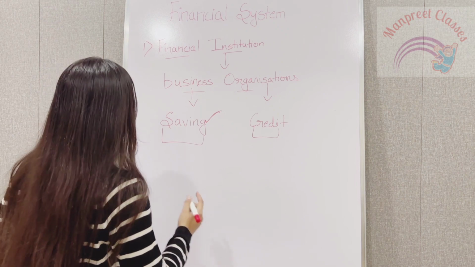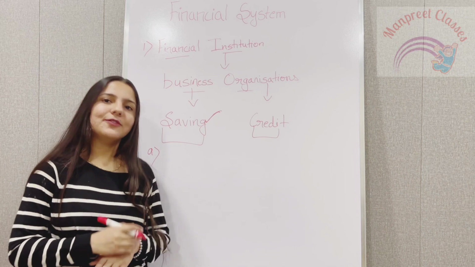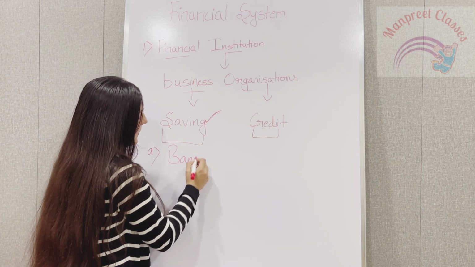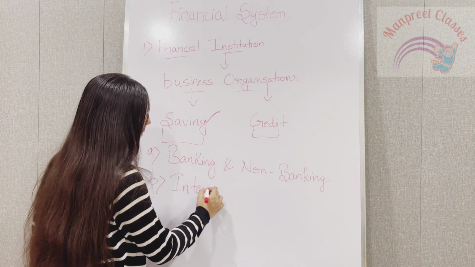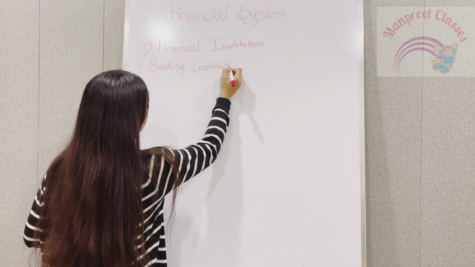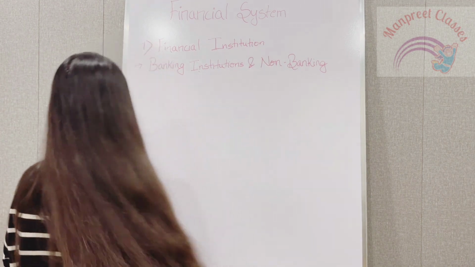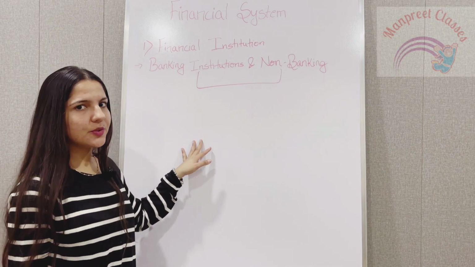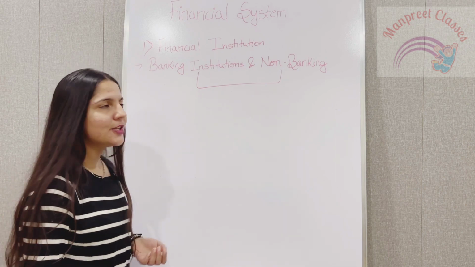Now what are financial institutions? So there are two types of financial institutions that we are going to study today. First one is banking and non-banking, and second is intermediaries and non-intermediaries. Now we are going to discuss them one by one. So banking institutions and non-banking institutions. The main difference among the two is that we are going to study them together, as they are similar but do have differences among them unlike other institutions.